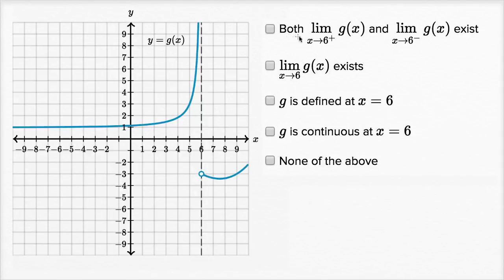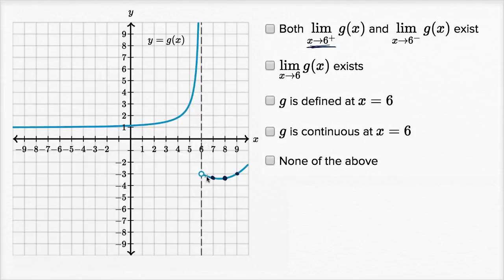This first statement says both the limit of g of x as x approaches 6 from the right-hand side and the limit as x approaches 6 from the left-hand side of g of x exist. Let's first think about the limit of g of x as x approaches 6 from the right-hand side, as we approach 6 from values greater than 6. So if we look over here, when x is equal to 9, g of 9 is right over there, g of 8 is right over here, g of 7 is right over here. It looks like it's between -3 and -4.